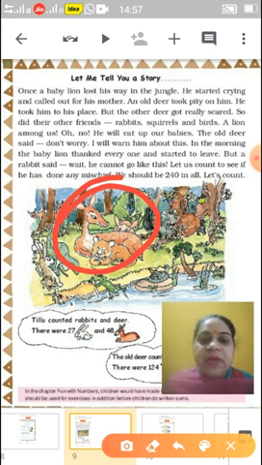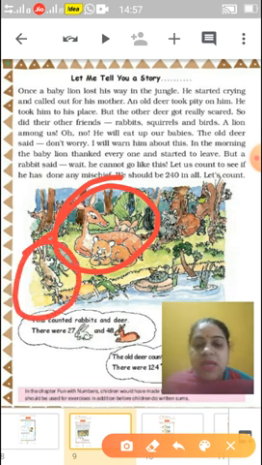So did their other friends, rabbits, squirrels and birds. A lion among us? Oh no, he will eat up our babies. So the rest of them, the rabbits and squirrels, were also thinking that the lion will eat us. Oh no, he will eat our babies.